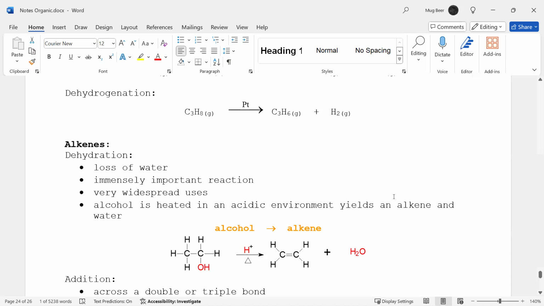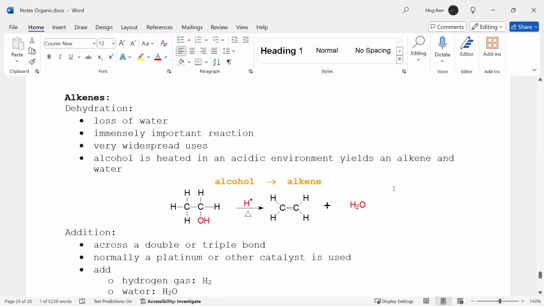The alkenes are way more reactive. And so we've got a dehydration reaction. This is probably, I don't know, maybe 80% of all chemical reactions that happen start with this process because ethanol is so easy to make. Ferment corn, pull ethanol out, then do a dehydration reaction to get ethene.